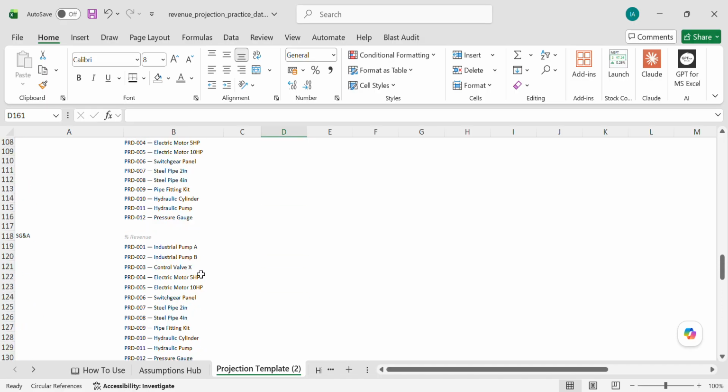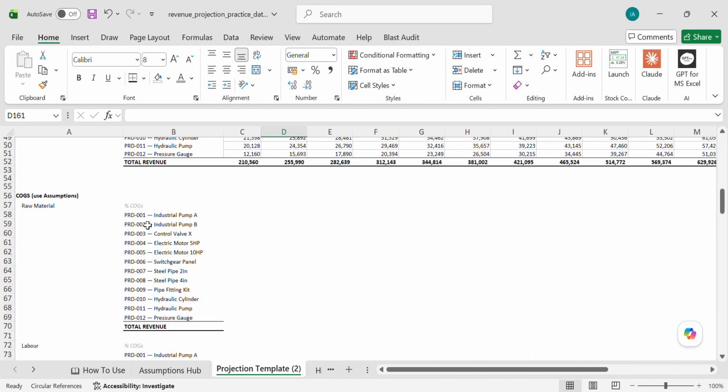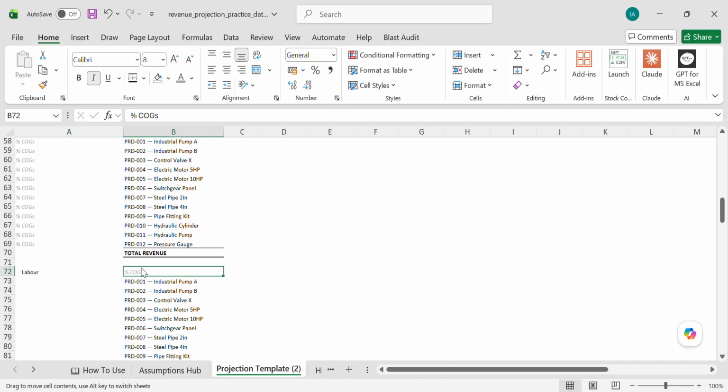So then we come here. We're doing raw material, so we're doing percentage of cost. It's for raw material. This is labor.